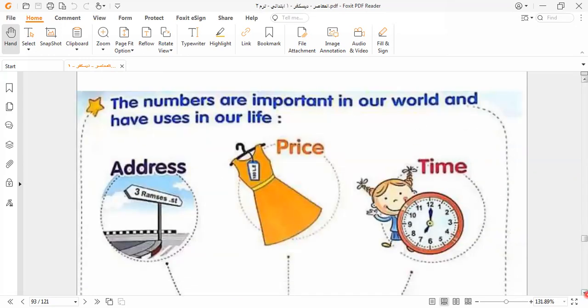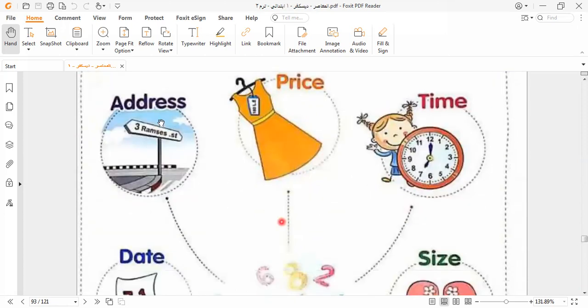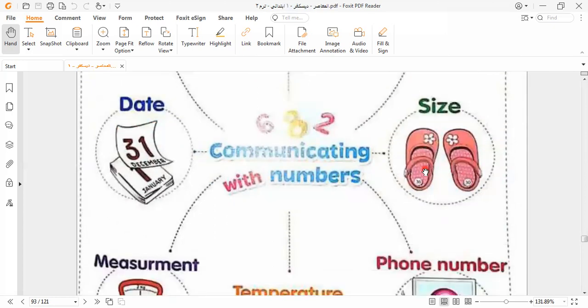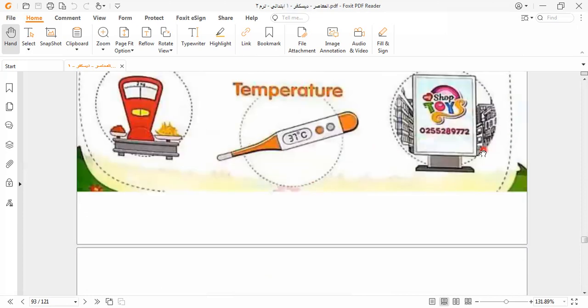Let's go to this page to know more about this. I would like to study this page because it gives you the brief of what we took in the last page. Numbers are important in our life and have uses in our life. We must know numbers to write an address, to know the price, to know the time, to know the date. When we are in school and write the date on the board, we write it in numbers. It's also important to know the size of shoes or sandals that you buy. Yes, we use numbers in measurement and temperature, and when we write phone numbers.